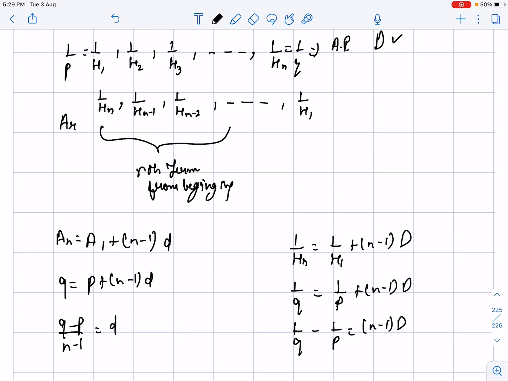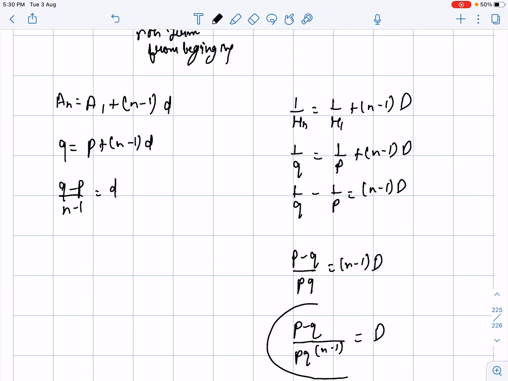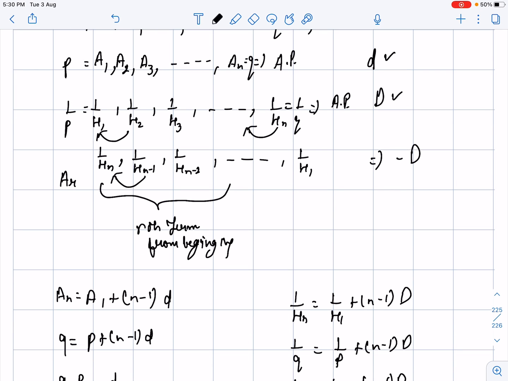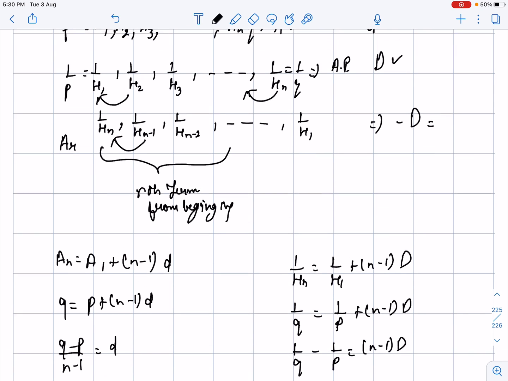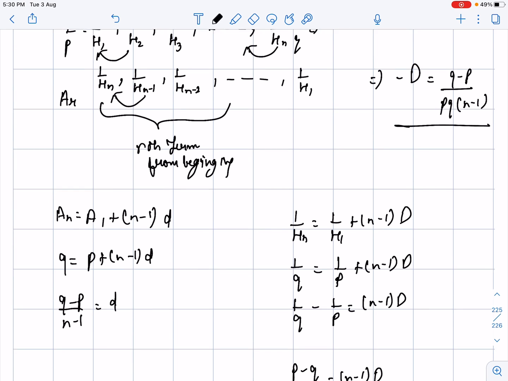Guys, whenever we invert our AP, earlier 1 upon h2 minus 1 upon h1 was the value of D. Similarly, 1 upon hn minus 1 upon hn minus 1 was the value of D. Now it will be 1 upon hn minus 1 minus 1 upon hn. So the value of D will become minus D over here. If we have the value of D as p minus q divided by pq into n minus 1, then the value of minus D will be, instead of p minus q, q minus p divided by pq multiplied by n minus 1. We have to make use of this to get the rth term from the end in the harmonic progression.